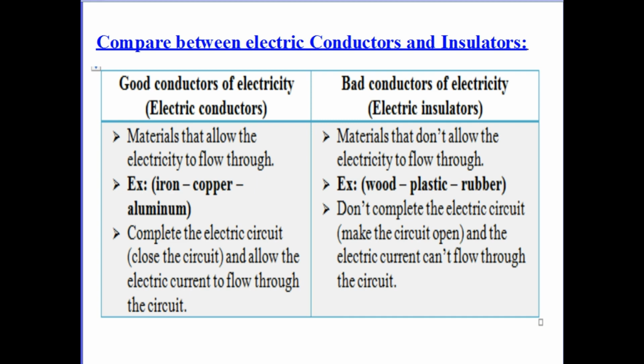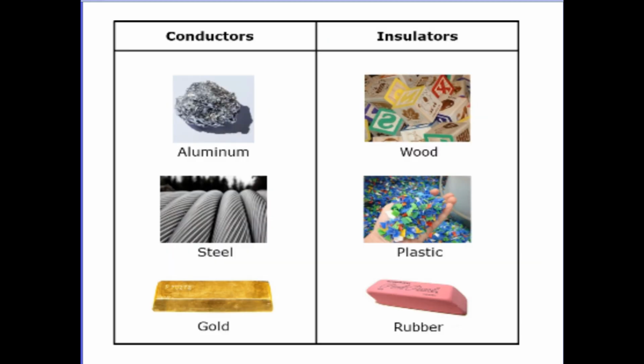Again, the electric conductors are a part of the circuit. They complete the circuit and make it a closed one. While the bad conductors make gaps in the circuit. They make the circuit open, so they do not complete the circuit and the electricity cannot flow through. Okay, more examples on electric conductors and insulators. Here the conductors are like aluminum metal, steel, gold. Electric insulators are like wood, plastic, rubber.